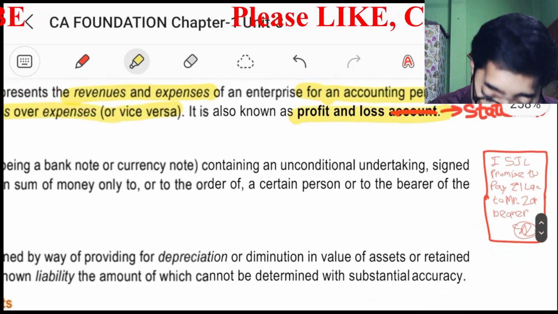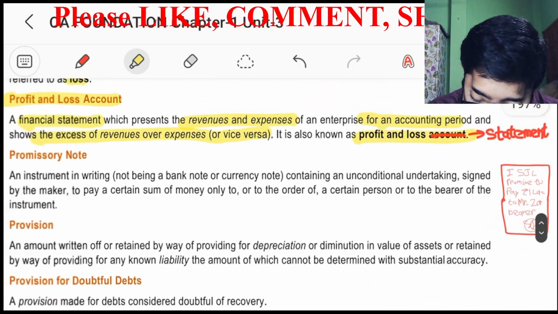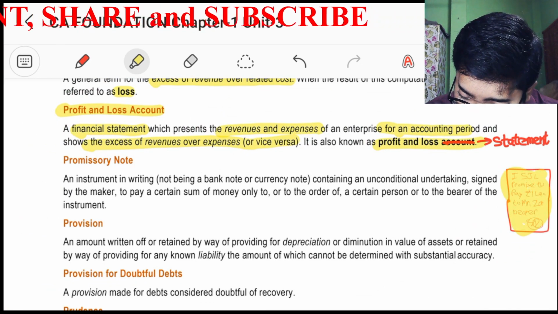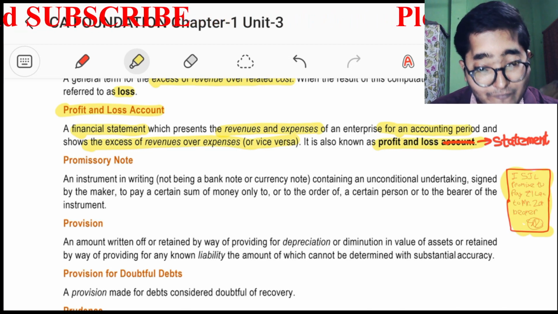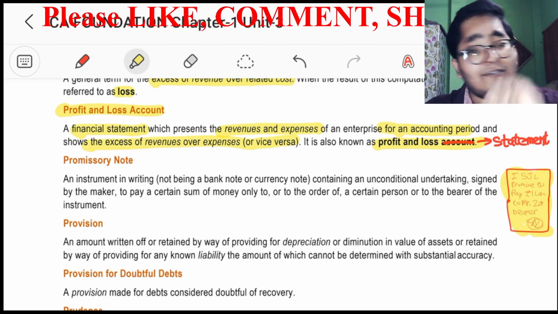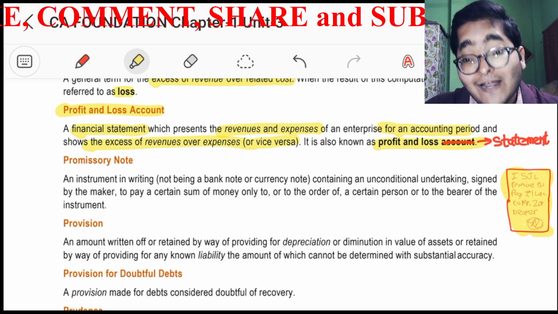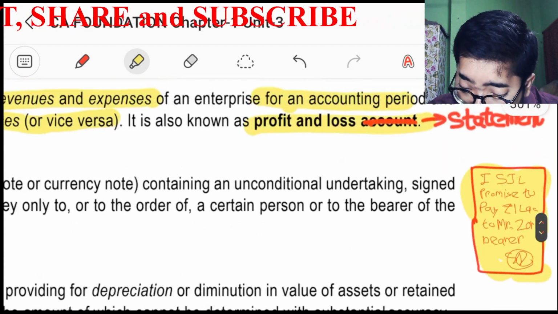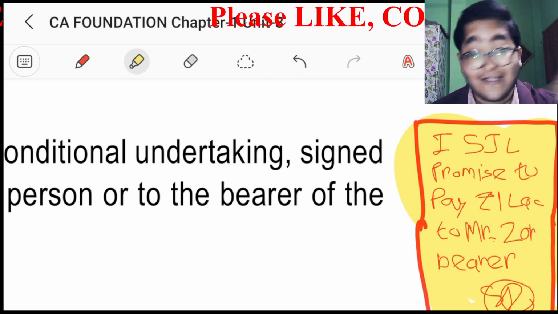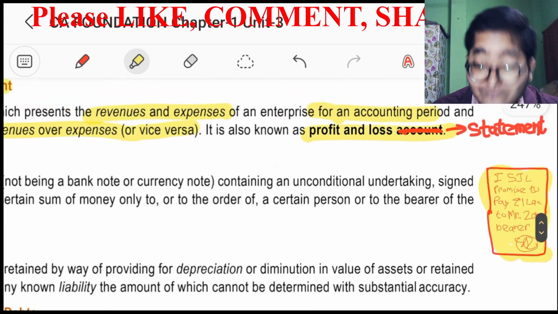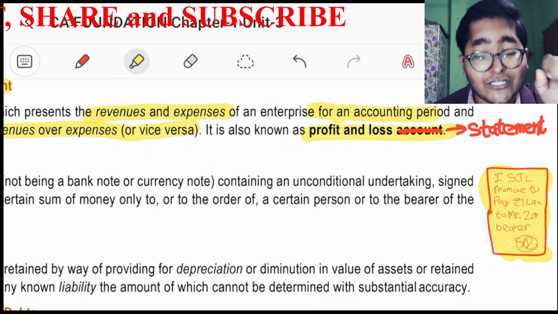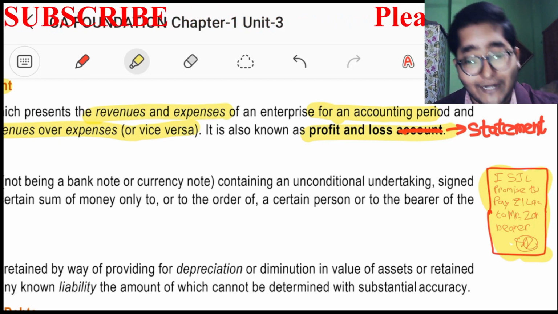So what does the definition say? A promissory note is an instrument in writing. Yes, this is in writing. I have written it. It should be in writing, not being a banknote or currency note. This is not a currency note. Containing an unconditional undertaking. There is no condition mentioned. I have not said I will pay rupees 1 lakh if he dies or she dies. I have said I shall pay. This is an unconditional undertaking. I have not mentioned any condition.